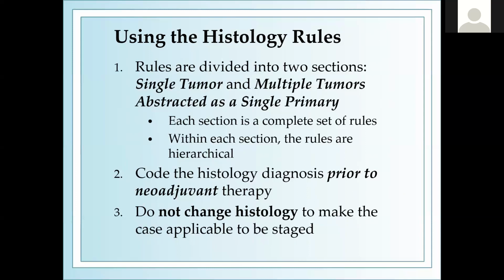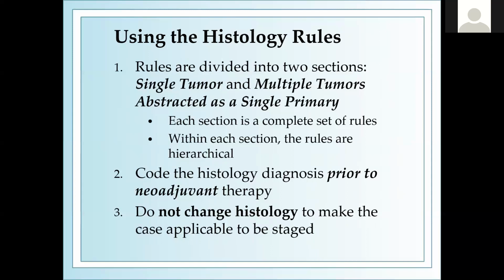Always code the histology that was diagnosed prior to neoadjuvant therapy. Neoadjuvant therapy can change the histological profile of the tumor, so we want to make sure that we use the histology information given to us prior to that neoadjuvant therapy. So we would use the biopsy information to assign the histology code because that patient received neoadjuvant therapy before having their surgical resection.